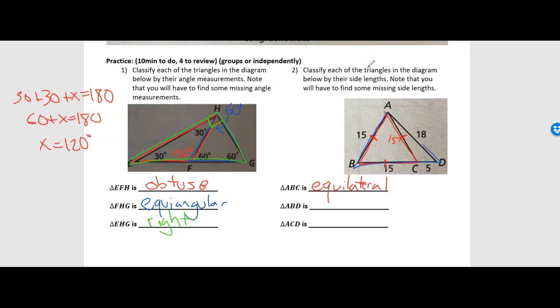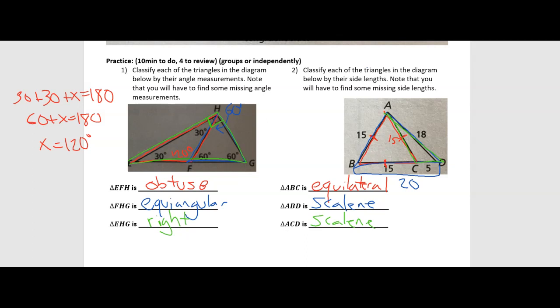Let's look at ABD. So I have a side that is 15. This bottom side combined gives us 20, and the other side is 18. All those sides are different lengths, which makes this a scalene triangle. And then I have triangle ACD. I have side lengths of 5, 18, and 15, which makes this also a scalene triangle.